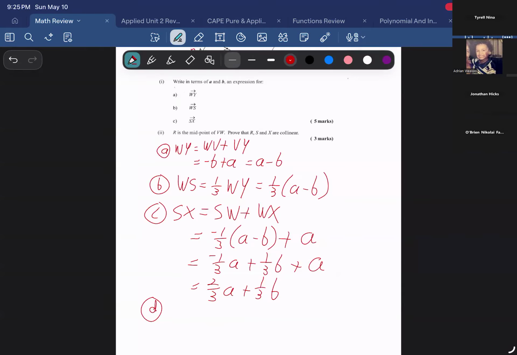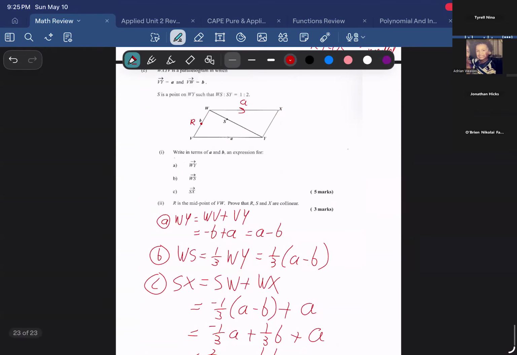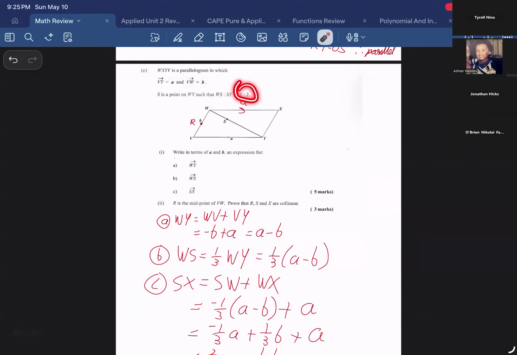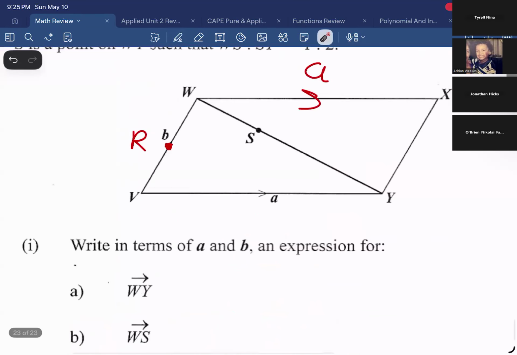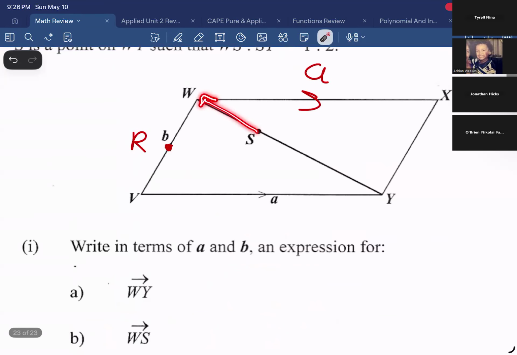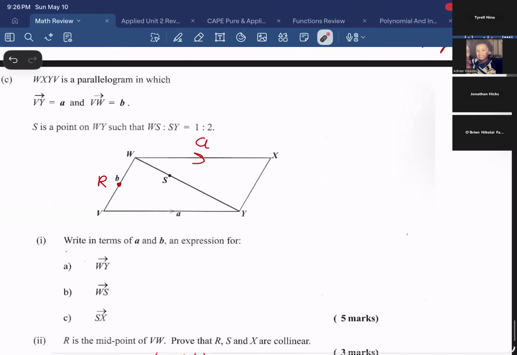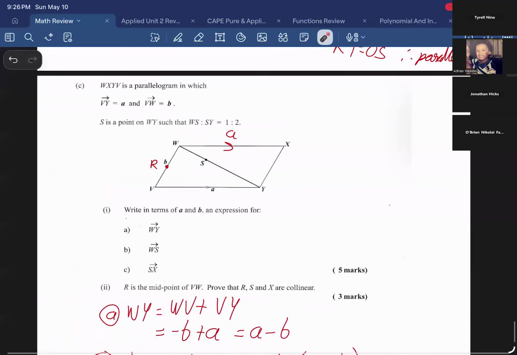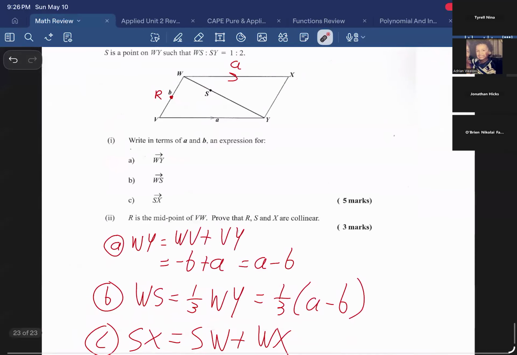BWS, they say the ratio is 1 to 2. So if this is one segment here and this is two segments here, then this whole line would be a third and 2/3. So therefore WS would be a third of WY.